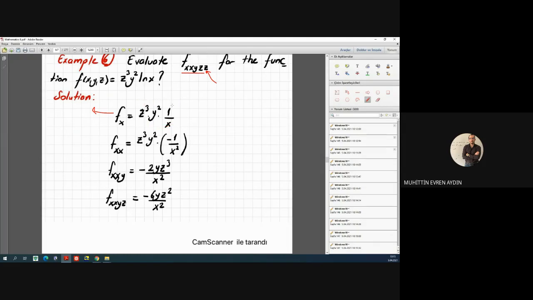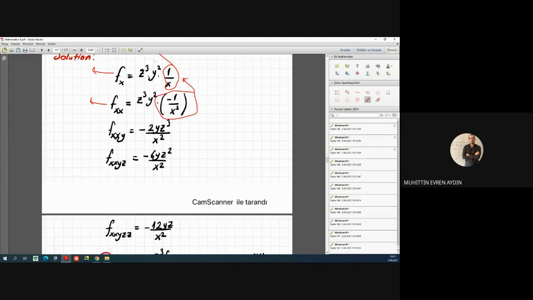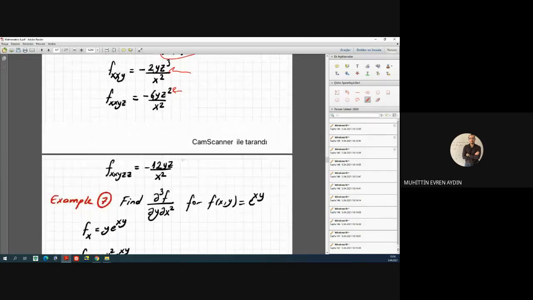And you see, this is the derivative of logarithm. And the second order derivative with respect to x, this statement is the derivative of this. And y, here is a polynomial. So we have this one. And z, we take the derivative. And again, the derivative with respect to z, we have the final result.